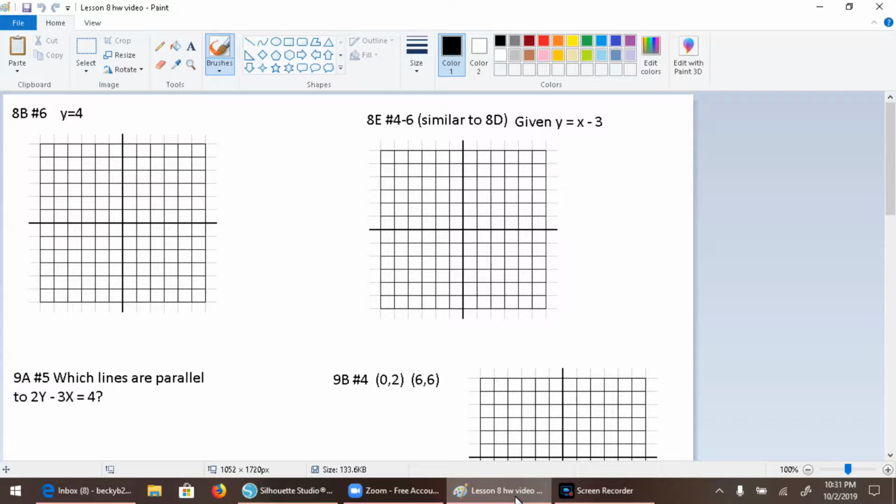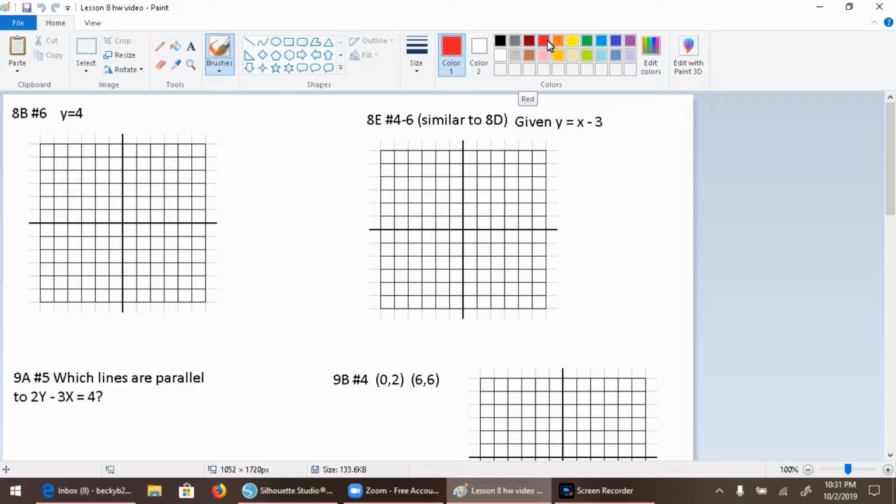Alright guys, here's some examples from your homework. On 8b, number 6, it's y equals 4. So when we do that, remember that we're doing y equals 4 no matter what x is equal to.